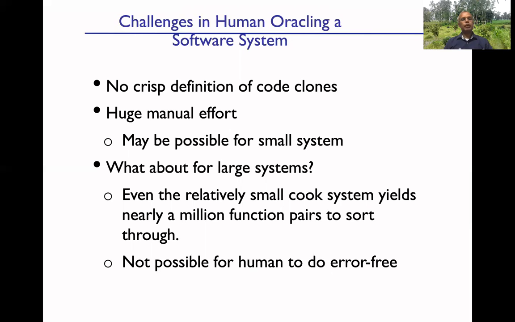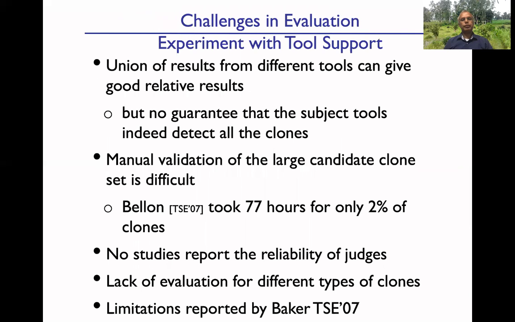And you need a lot of manpower to validate clones. Even for a small system, a large system is very tough. Even for a small system like Cook, if you just look for function level clones, you will have to validate about 1 million pairs. And if you go for fragment levels, then maybe billions, who knows, right? And humans are also error prone. So it's not easy to do error free.